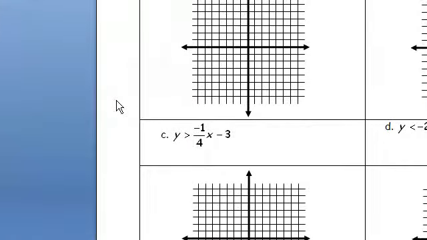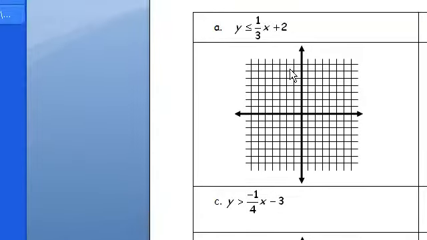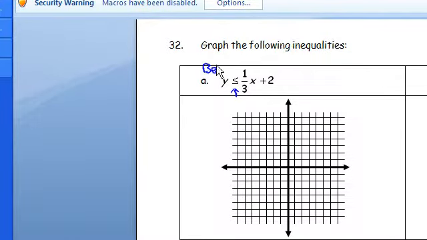Okay, 32. Graph the following inequalities. Okay, so let's first talk about these inequalities. We read this as y is less than or equal to. So that means we're going to use a solid line to graph this. And since y is less than, we're going to shade below the line.